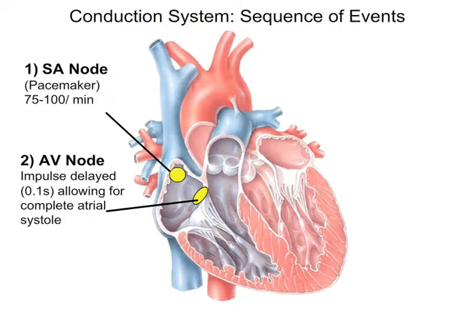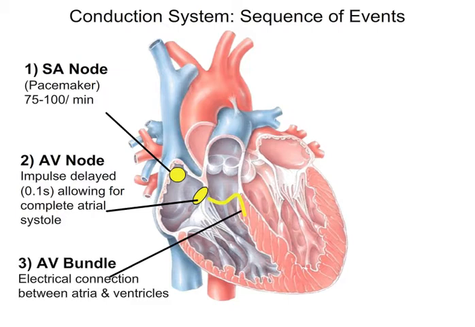Imagine what would happen if both the atria and ventricles contracted simultaneously. We would basically be trying to shoot blood in opposite directions, and this would drastically affect the efficiency of the heart. So under normal circumstances, the atria contract, there's a pause, and then the ventricles would contract. And that's because of this delay that occurs here at the AV node.